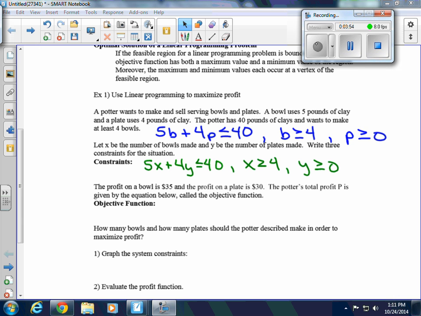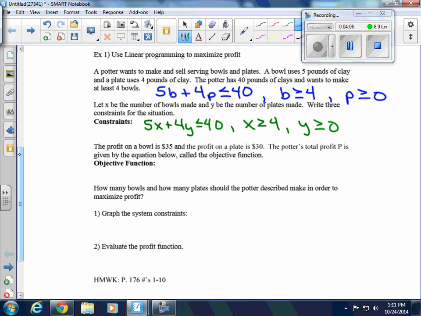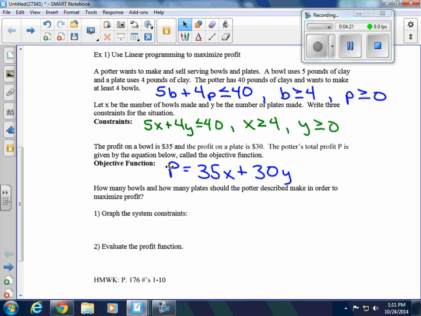The profit on a bowl is $35 and the profit on a plate is $30. The potter's total profit P is given by the equation below, called the objective function. If we write that function, it's going to be P equals, and we said we make $35 on the bowl, and again we're using X for bowls, so 35X plus $30 on the plate, so 30Y. So there is our objective function.